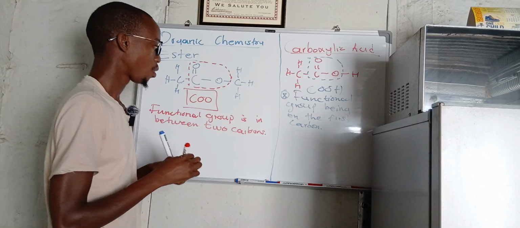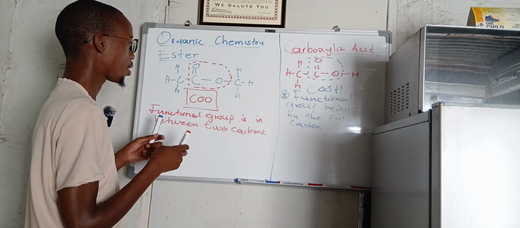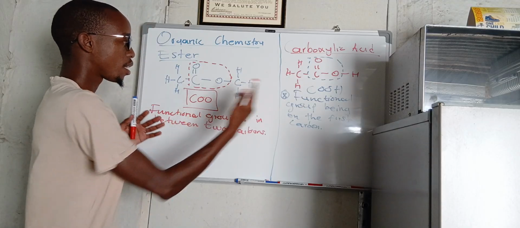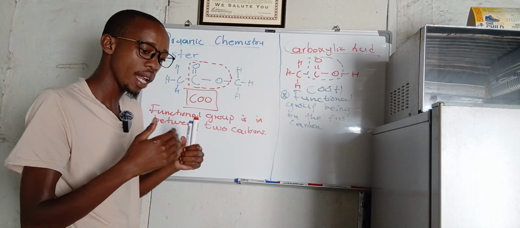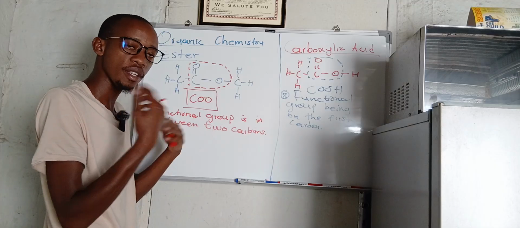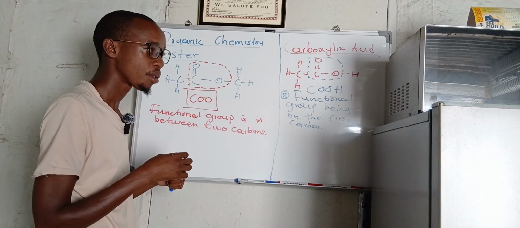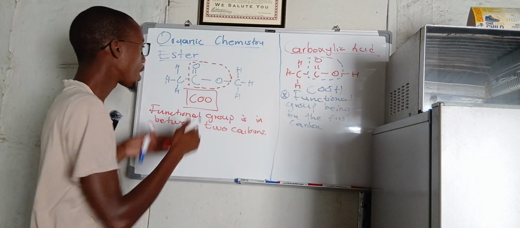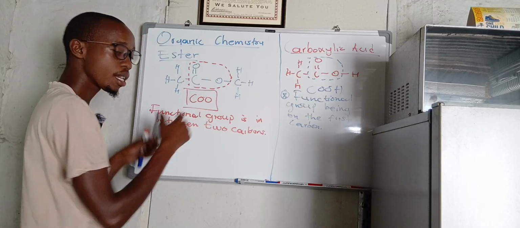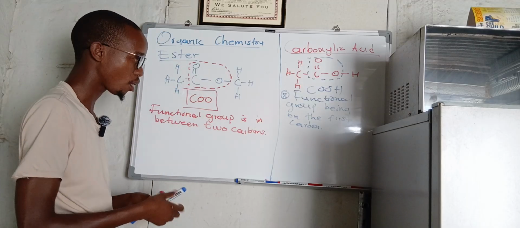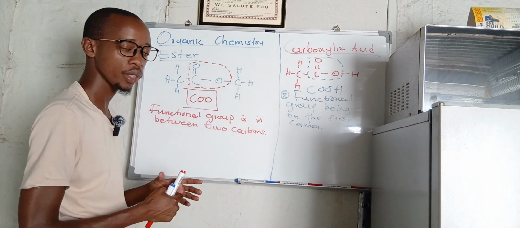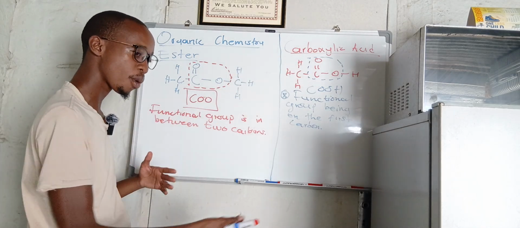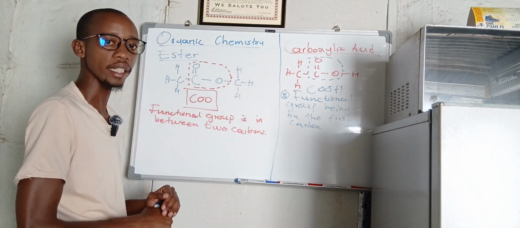So it's clear that these two have a similar characteristic with the previous two that I've done, which is what? Aldehyde and ketone. This one, since it is in between two carbons, resonates with ketone. That one, which is carboxylic acid, since it is on the first carbon, resonates with aldehyde.